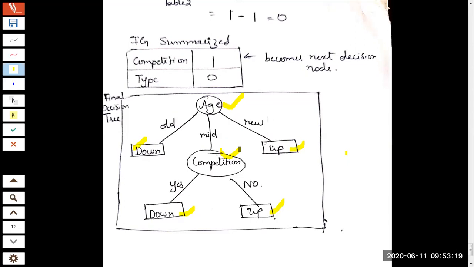Okay. Once again, I'm reiterating the choice of attributes for nodes is not random. Not randomly chosen age to be the root node. Not randomly chosen competition to be at this level. I have not randomly decided that I will drop the type attribute. This was based on mathematical computations, mathematical models that were available to achieve the same.